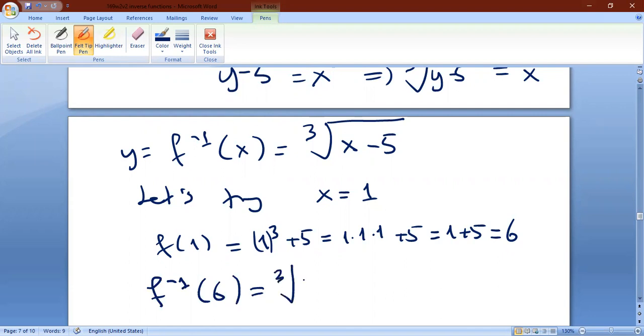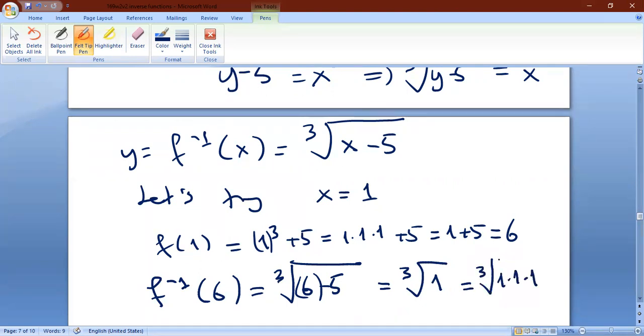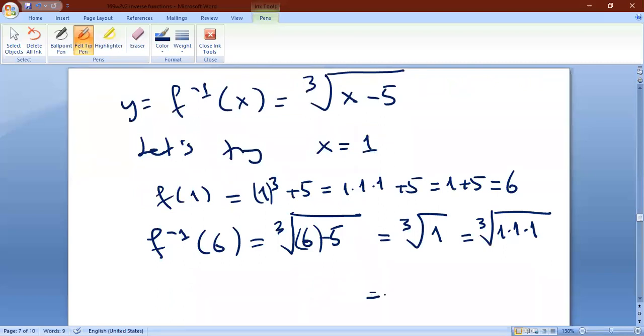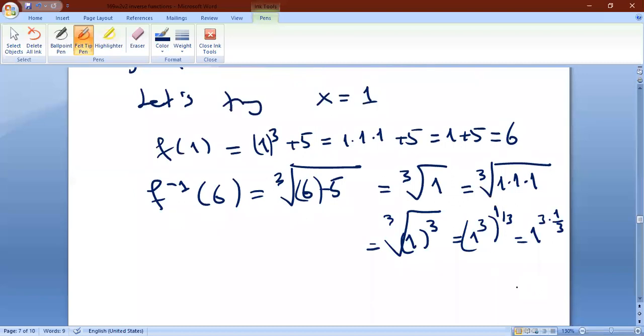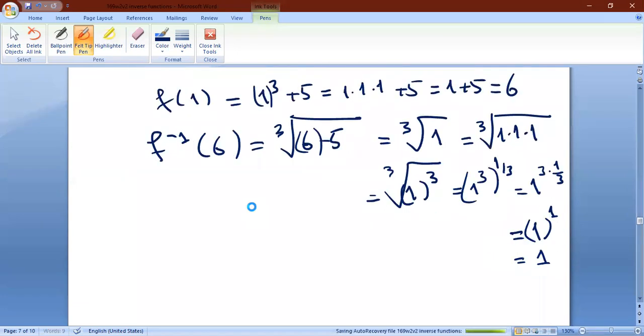So cubic root of 6 minus 5, which is cubic root of 1. But how do we take the cubic root of 1? We can always write 1 as 1 times 1 times 1, right? This is still 1. But writing it this way means 1 cubed and the cubic root, that's 1 to the 3 to the power 1/3. Multiply the powers, like a power over a power, they are multiplied. So 1 to the first power, but the first power of any number is 1. And so it gave back what we started with.